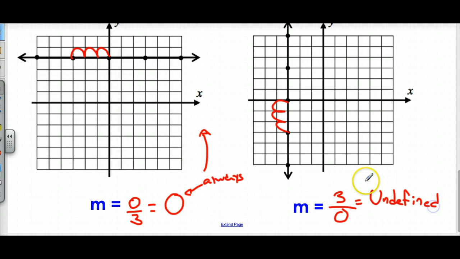Undefined slope. If it's a vertical line, the run is always 0 and you cannot divide by 0, so your slope will be undefined. And try it. Go get a calculator, divide any number by 0, it will say undefined.